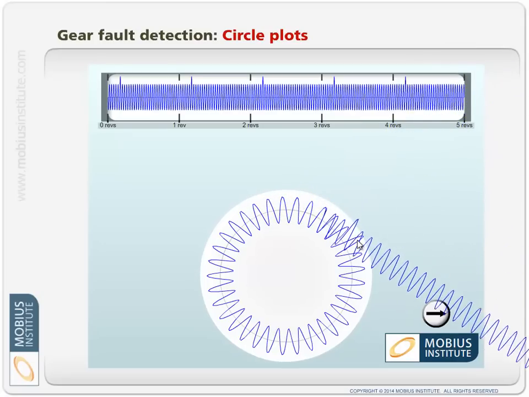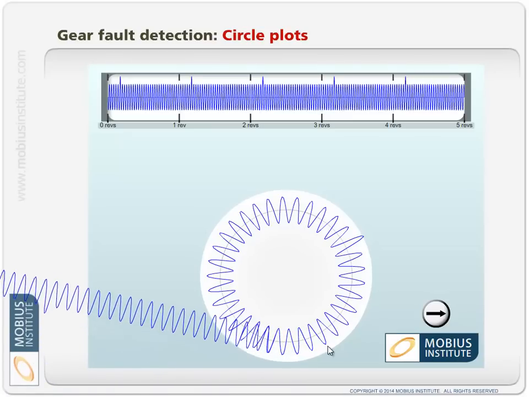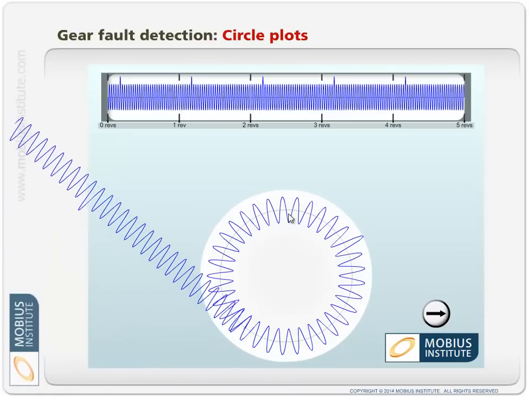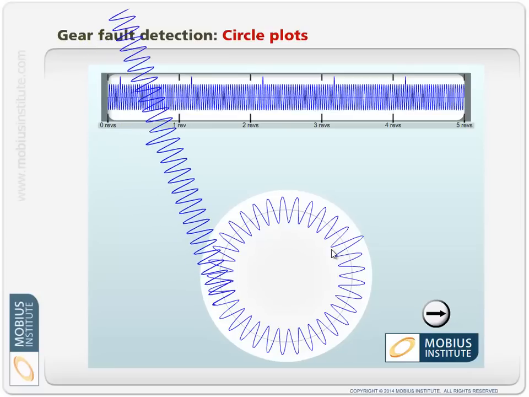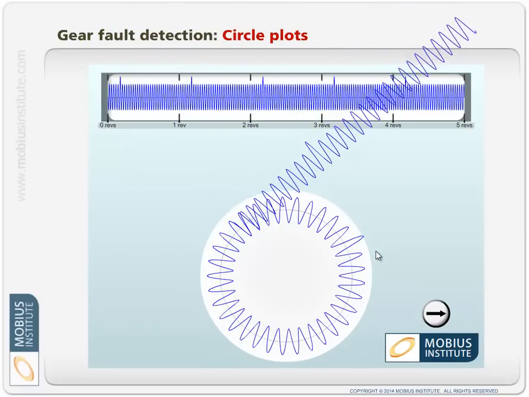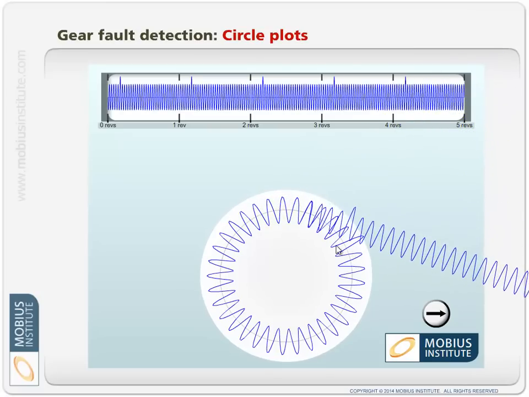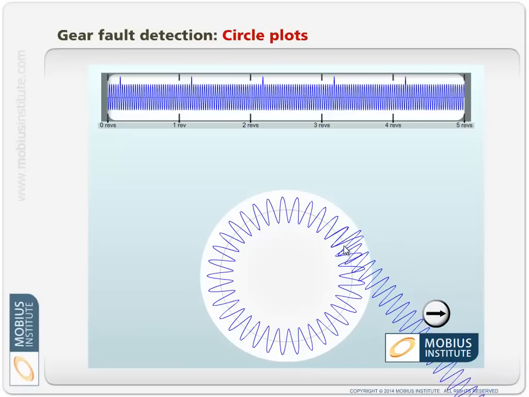So if you look at a real circle plot from a machine with a damaged gear, a damaged tooth, you will see some normal sort of amplitude vibration around the plot, but in one spot you'll see this big spike. If there were 2 teeth next to each other, you might see a broader spike here, or even 2 spikes. But let's say there was a damaged tooth, and then a few good teeth and another damaged tooth, and you'd see a spike here and a spike there.